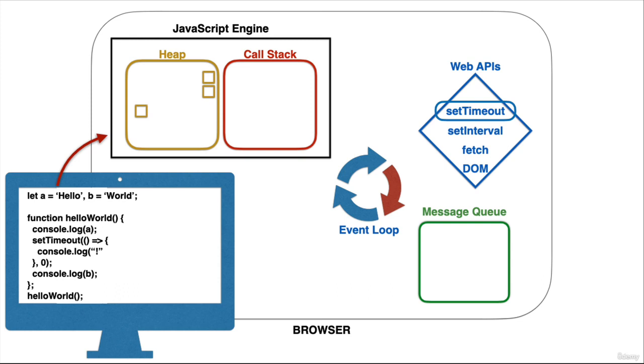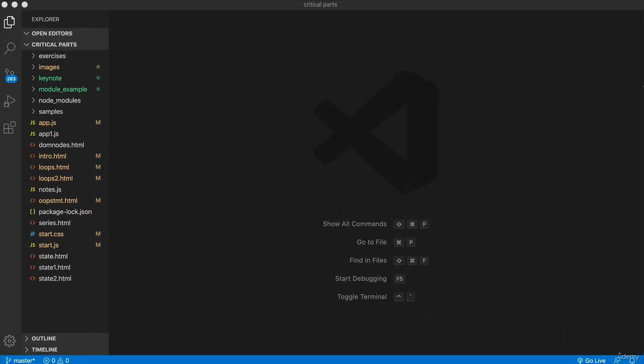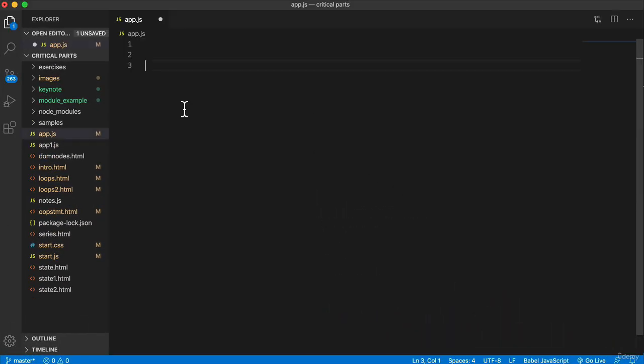Now, we can simulate this pretty easily with a recursive call. Recursion is simply when a function calls itself. And there are some situations where this is an advantageous pattern in JavaScript. But I want to show you the effects of what it does on the stack. So let's go ahead and set up a function that will illustrate this.